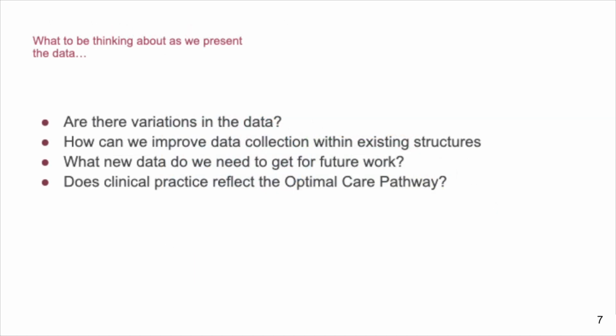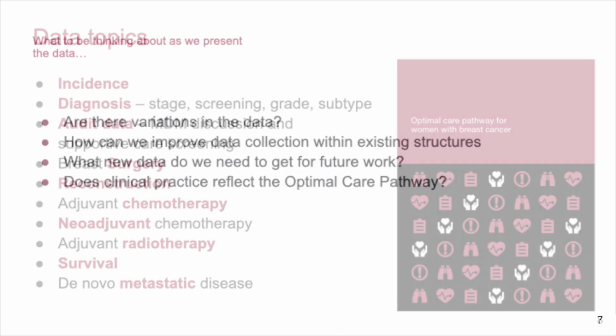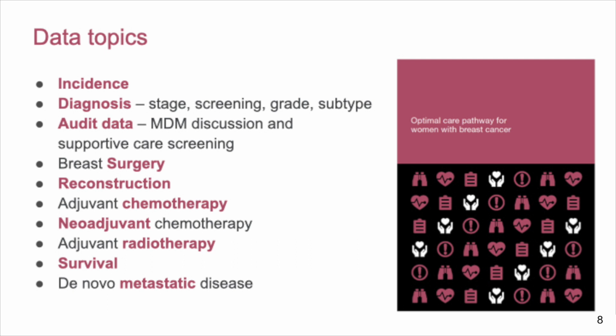And as we present the data, as you'll see, many of us on the working party have seen this several times. And what we'd like to do, if you haven't seen the data before, or certainly if you've seen it, is think about where the variations are and how we can improve data collection within existing structures. And what data is not here for you, that I guess one key thing we've been thinking about is, if we were doing another summit in 5 years' time, what data would be really crucial to have, because that will help inform better practice. And does clinical practice reflect the optimal care pathway? So they're the kind of features we want to think about.